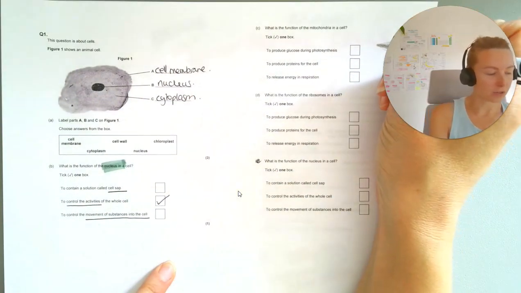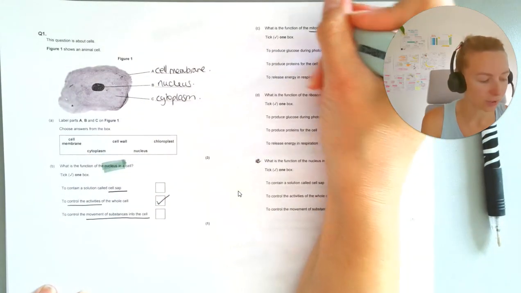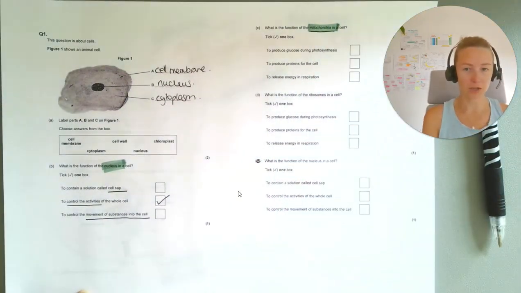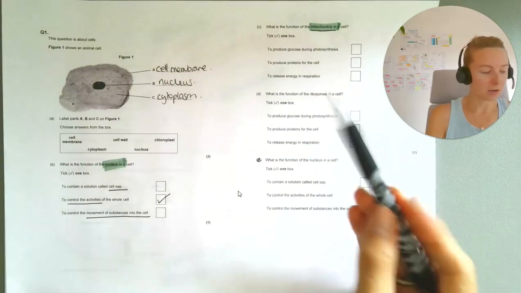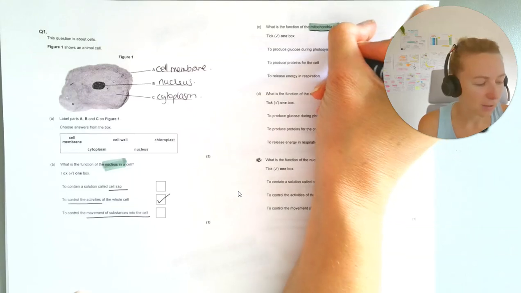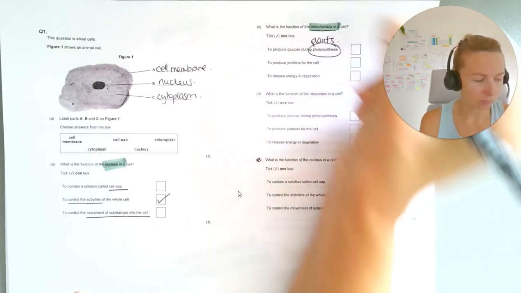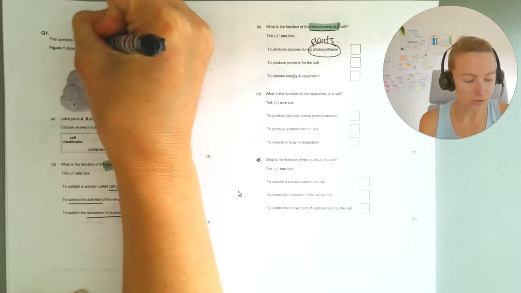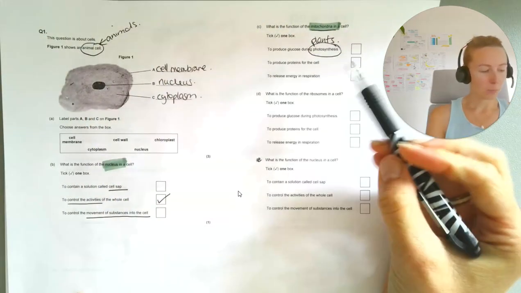Then we're going to look at the function of mitochondria. Again, this is just ticking 1 box. And if we're looking at mitochondria, we need to be thinking about energy. So is there anything here that talks about energy? To produce glucose during photosynthesis. Again, photosynthesis, plants, we don't do photosynthesis. And this question is about animals. So we know that that can't be right.